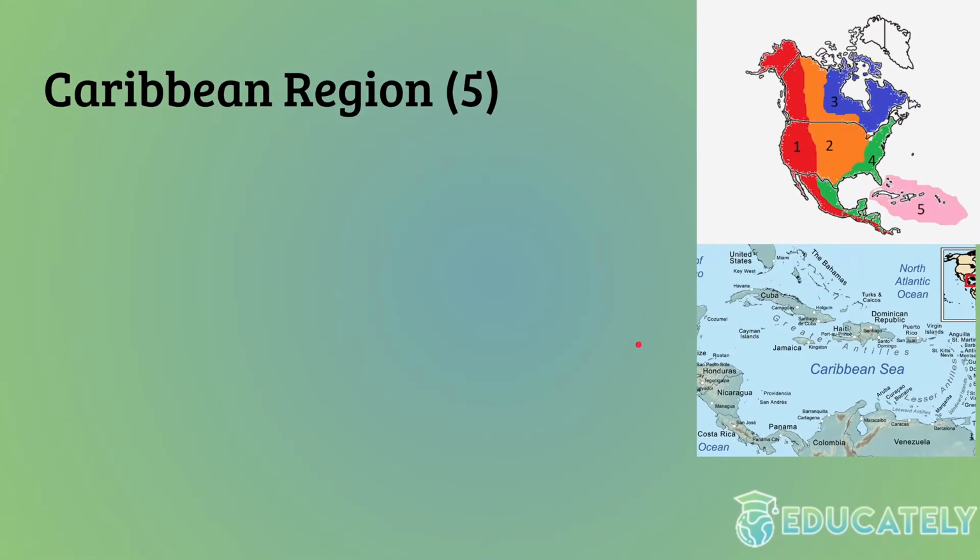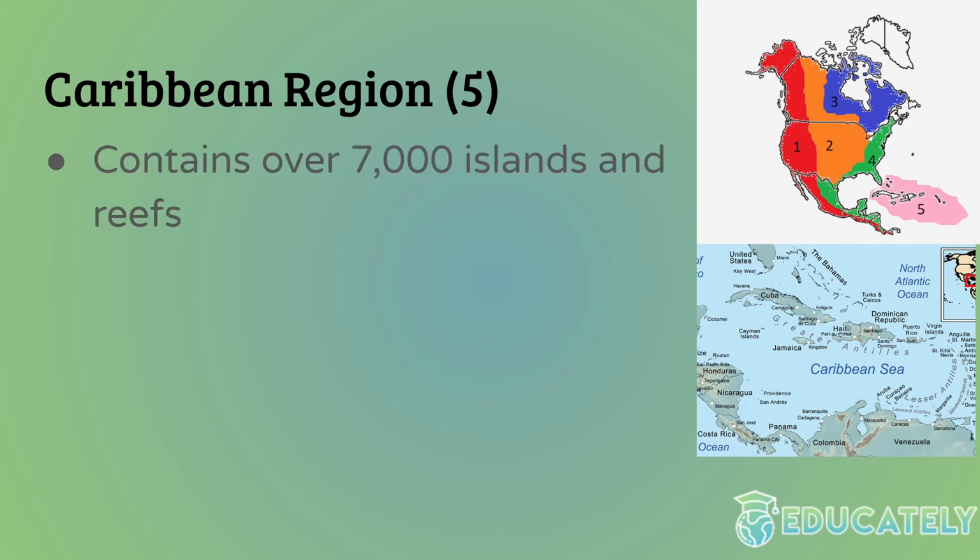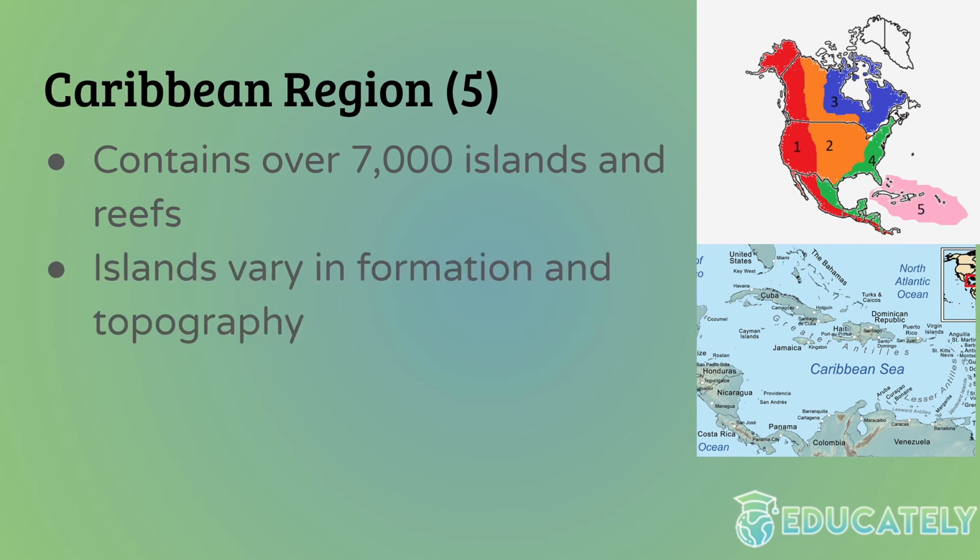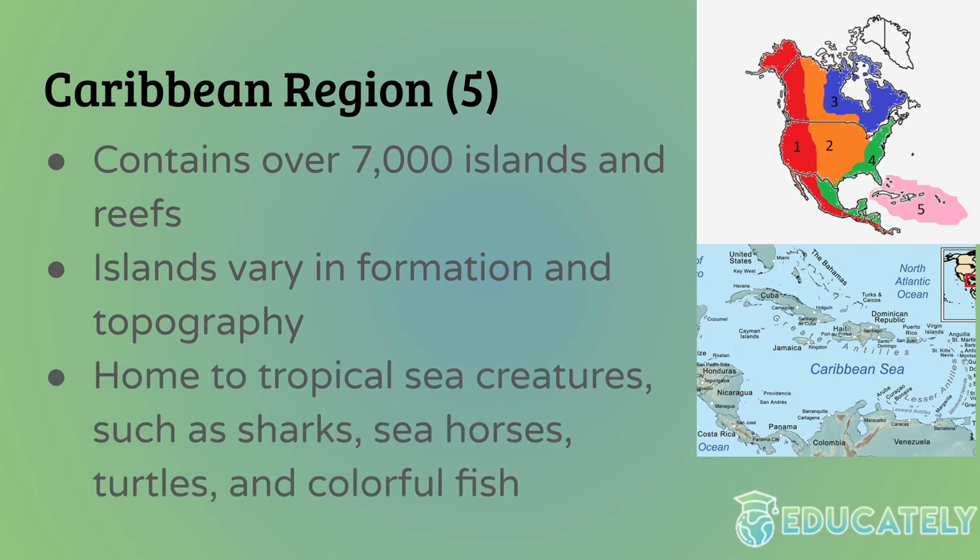And lastly, we have the Caribbean region, number 5. It's in pink. So the Caribbean is pretty unique, as you can tell. It contains over 7,000 islands and reefs. Not all of them are necessarily inhabited. Some of them are just tiny pop-up islands. They vary in formation and topography. Some of them are extremely rocky as opposed to others that might be more sandy and flat. Because you have so many, they're not all going to be the same.